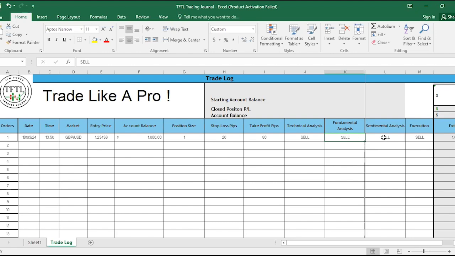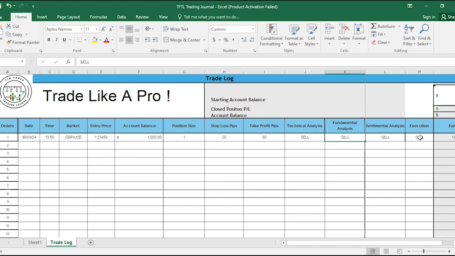Then you want to look at the sentimental analysis. This is whereby you are looking at things to do with the currency strength meter. What are they saying? Maybe you are looking at the COT report to look at the number of buyers versus the number of sellers. So that is what builds up your sentimental analysis.